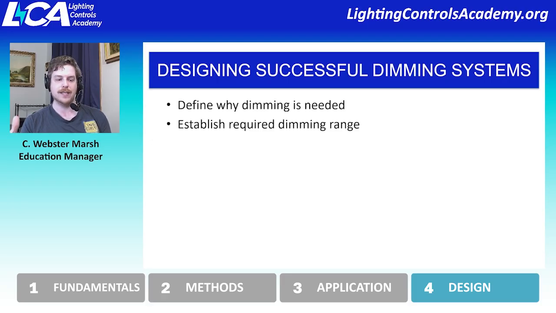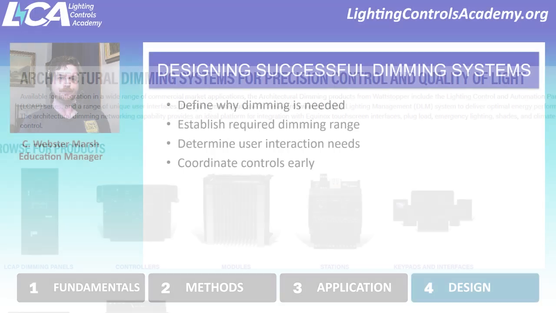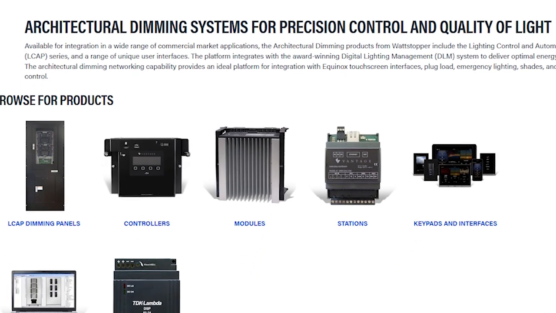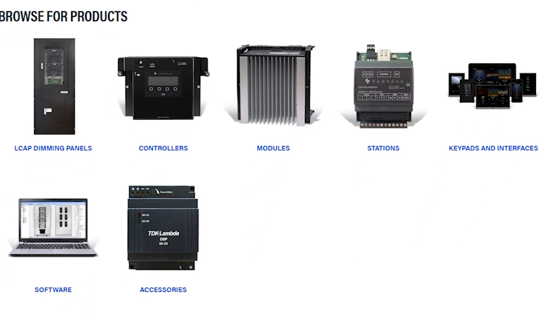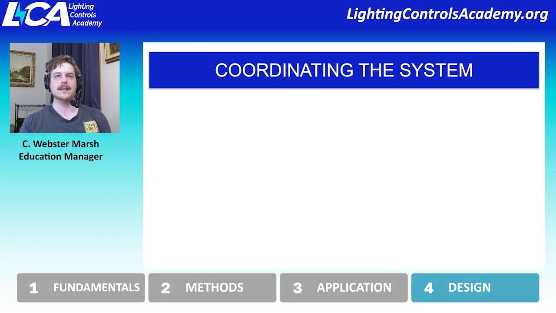What are the conditions under which we would be at that low end? Do we need a high end trim to either meet energy code or just energy sustainability goals? What is going to be the user interaction? Is it going to be a manual or automatic procedure for that dimming? And so making sure that we coordinate all of these controls early on really ensures that we're going to have a successful dimming system at the end.